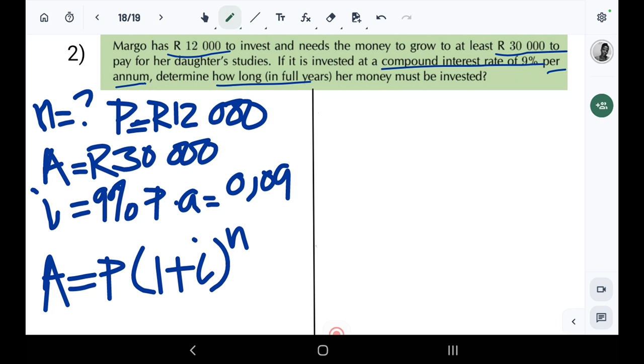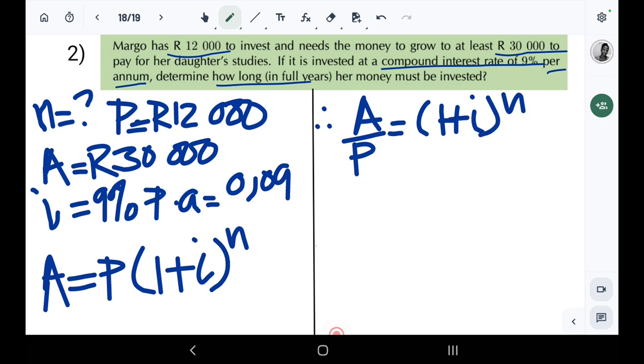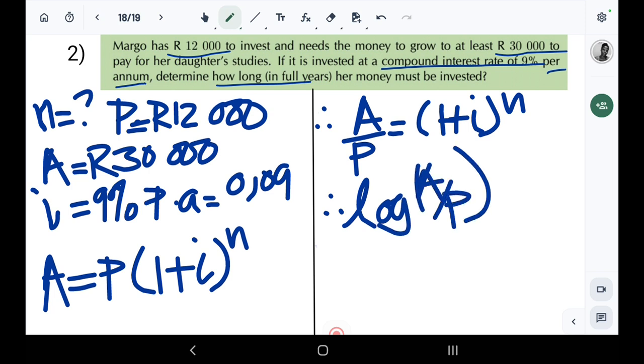Now we're looking for n. Let's make n the subject of the formula. Therefore, A over P, dividing both sides by P, is equal to (1 plus i) to the power of n. Now we have a number equal to a power with base 1 plus i and exponent n. Now let's convert that into logarithmic format. Therefore, the log of the number A over P to the base 1 plus i is equal to n.